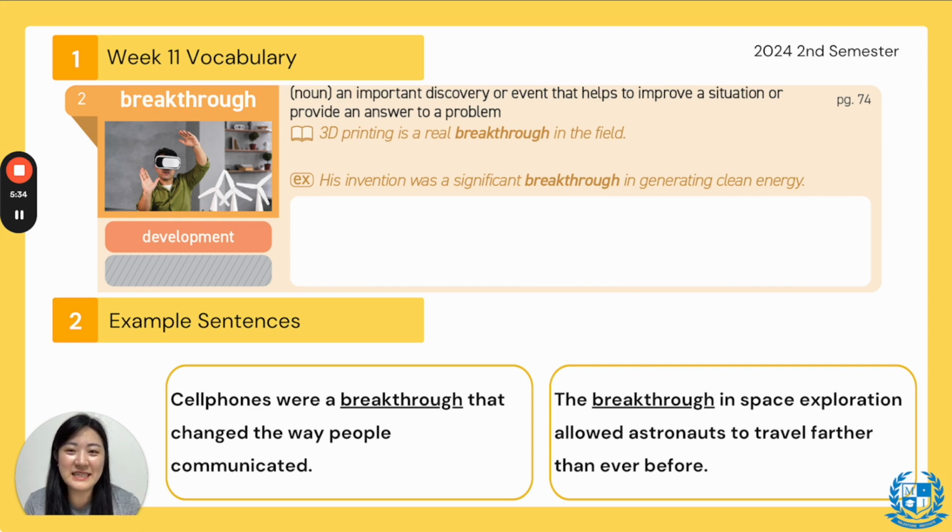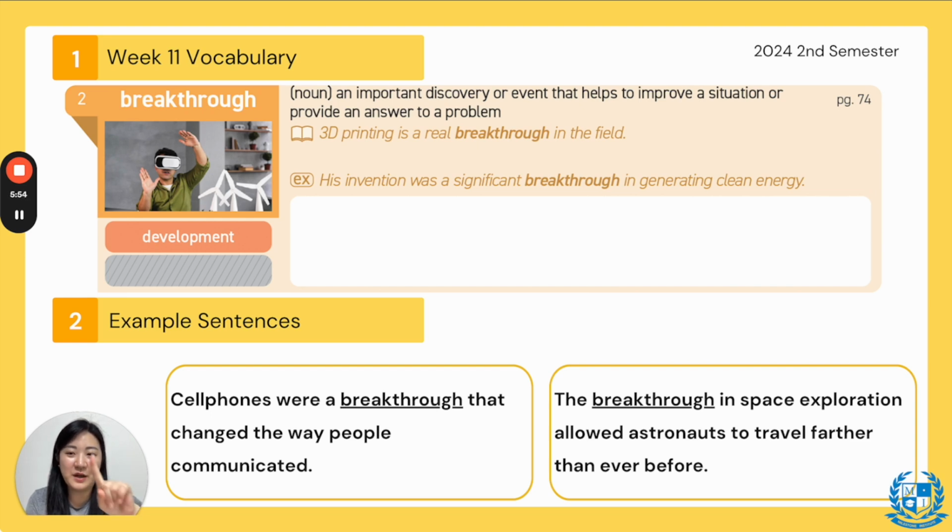In our TED Talks, it says 3D printing is a real breakthrough in the field. Does this mean field like outside grass? No. This field means like in this industry, in this workplace. So a breakthrough. It was a great discovery, 3D printing.